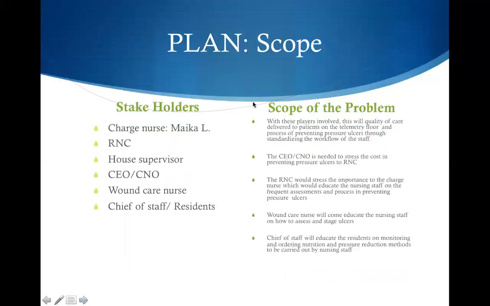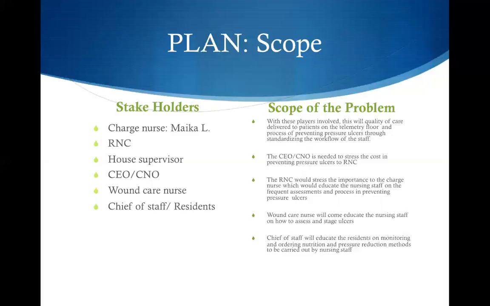So the plan scope: the stakeholders that were involved in this plan were the charge nurse, Micah, that I worked with, and also the RNC, house supervisor, CEO or CNO, the wound care nurse, and the chief of staff of the residents. So the scope of the problem, with all these players involved, this will provide quality of care delivered to the patients on the telemetry floor and process of preventing pressure ulcers through standardizing the workflow of the staff.